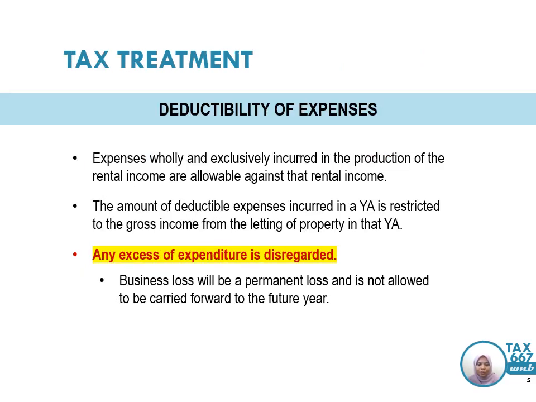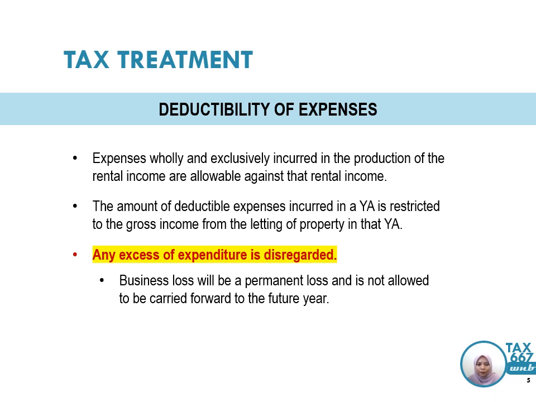Next, we are going to look at the deductibility of expenses. Any expenses wholly and exclusively incurred in the production of the rental income are allowable against rental income. Dia dapat income dalam bentuk rental. So, in order to get the income, company have to incur some expenses. Expenses directly incurred in relation to producing rental income dibenarkan untuk tolak.